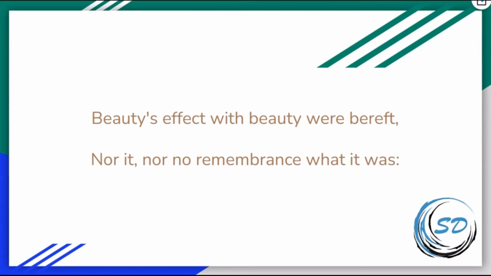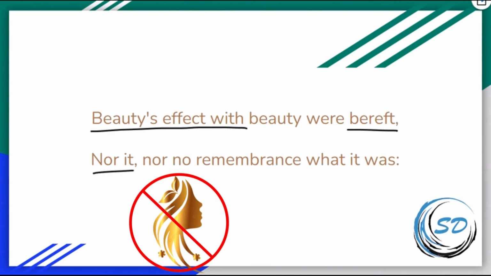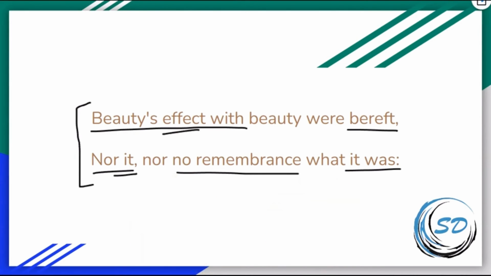Beauty's effect with beauty were bereft, nor it, nor no remembrance what it was. The impact or influence of beauty would be lost. Neither the beauty itself nor any memory of it would remain. Shakespeare suggests that without preservation, beauty's impact and the memory of its existence would be lost. The transient nature of beauty is juxtaposed with the power of remembrance, emphasizing the significance of preserving beauty's essence.